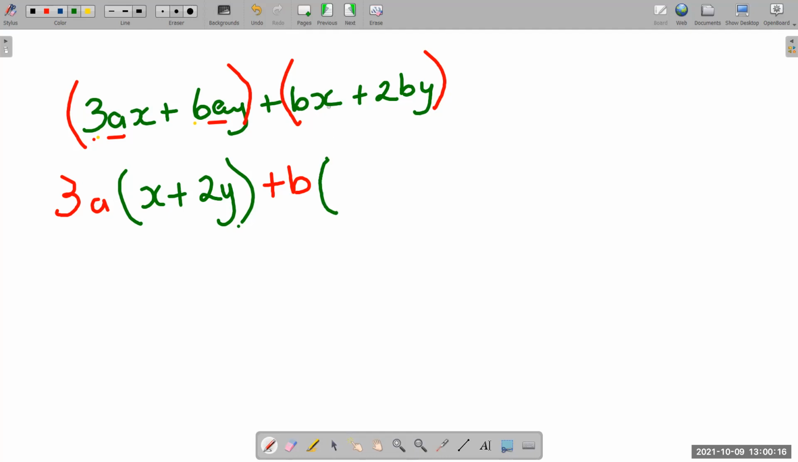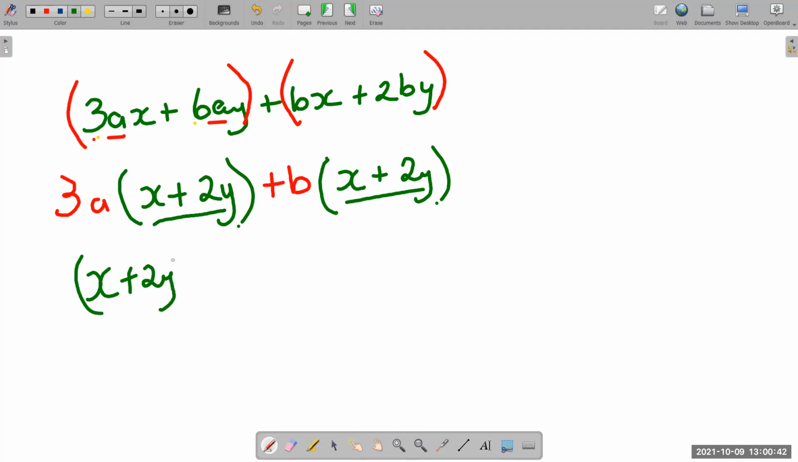Again, let's look at what is left back. When I take out b from bx, what is left back? x. When I take out b from 2by, what do I have left back? 2y. What do you guys see now? x plus 2y, x plus 2y. So that means we have matching brackets. Because we have matching brackets, we take it out. So we put x plus 2y. And what is left back, guys? When we take out x plus 2y, we have left back our 3a plus b, and we put that in a separate bracket. So that's how we end up with 3a plus b.